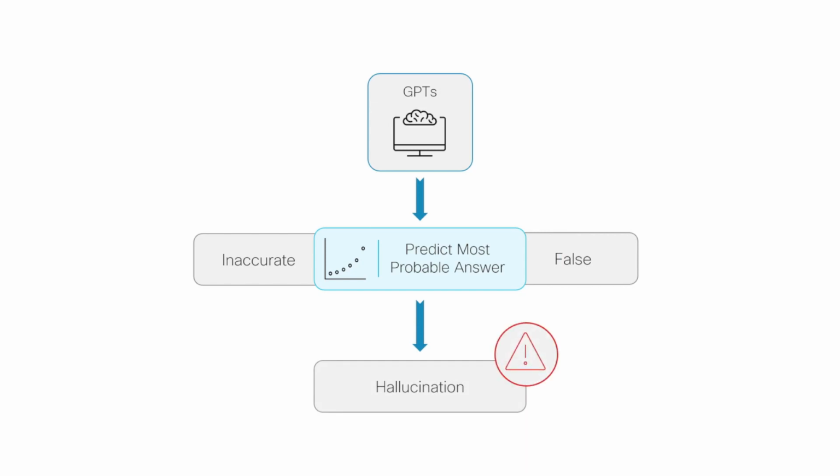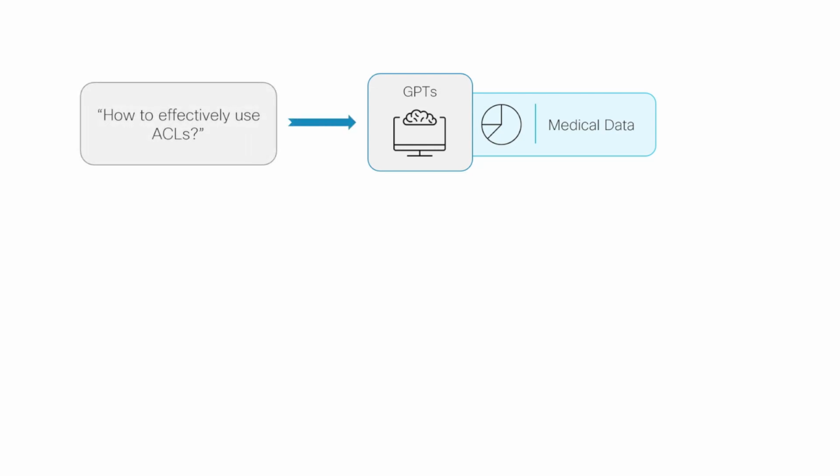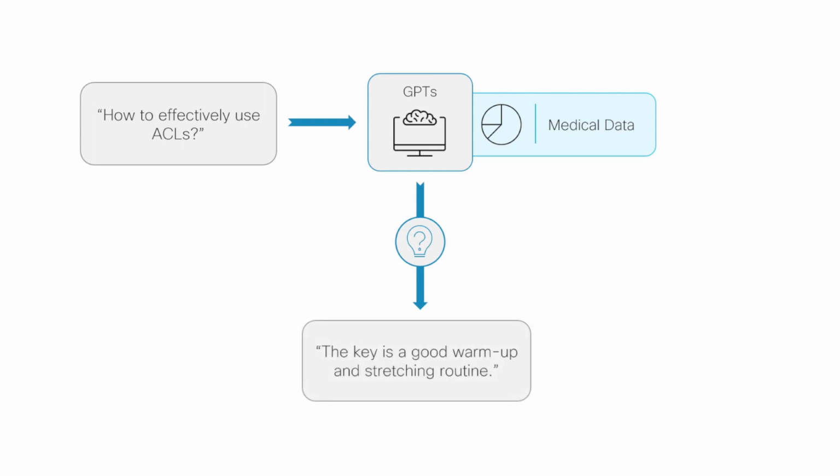The problem of hallucination is worse when you ask a GPT model about something that was not part of its initial training data. For example, imagine asking a language model trained on medical data how to effectively use access control lists, or ACLs, in your network. A prompt saying, "How to effectively use ACLs," might be misunderstood by the GPT. Instead of discussing firewalls or data filters, it might explain that the key to effectively using your ACLs, which are also ligaments in your knees, is a good warm-up and stretching routine.